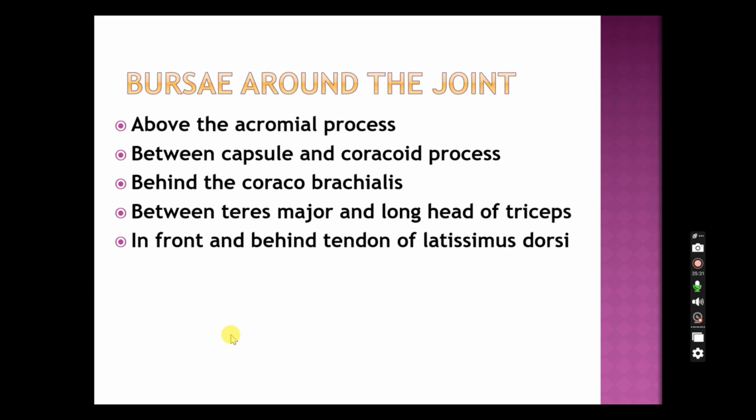Then above the acromion process and the skin, there's a bursa between the capsule and coracoid process. There's a bursa behind the coracobrachialis. There's a bursa between the teres major and long triceps, sometimes seen a bursa in front and behind the tendons of latissimus dorsi. It is also a location for the bursa to develop.